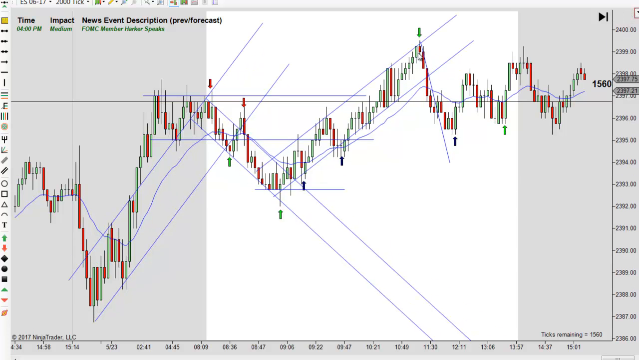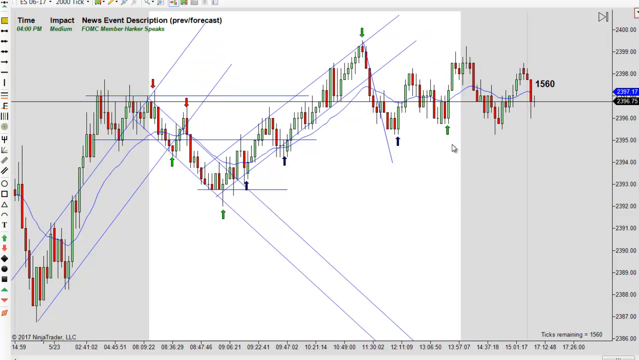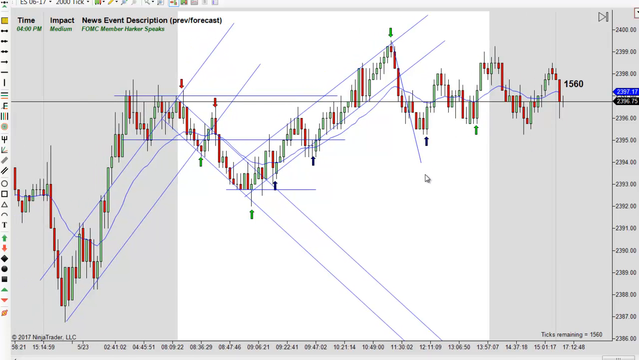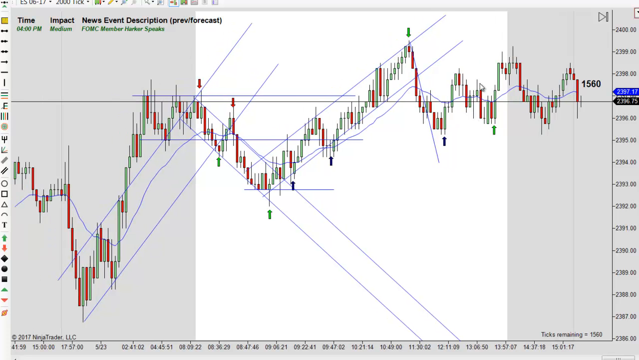We tested 2400 and we did nothing after that. We just went sideways. You can see that when you start going sideways like this and you're back and forth above and below the EMA consistently, it's pretty hard to trade, especially when it's not going more than a point or two. The only thing you could do was buy these lows or sell these highs.